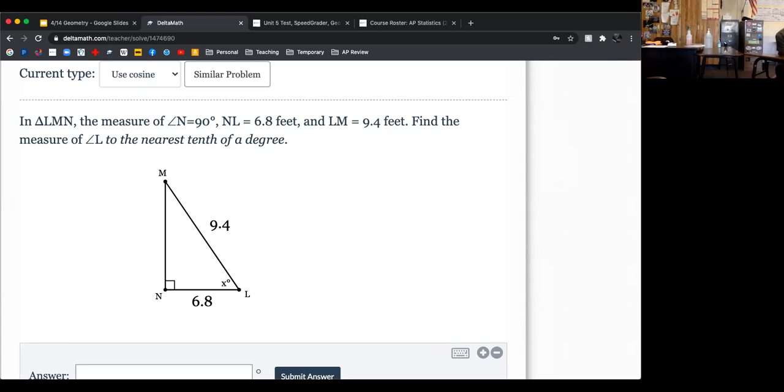So just like I said, I want to approach this problem just like I would any other problem. And what that means is I'm going to label this X as my reference angle. It's still the angle that I care about. And from here, I can label my sides. So this is going to be my hypotenuse. This will be my opposite, and this will be the adjacent.